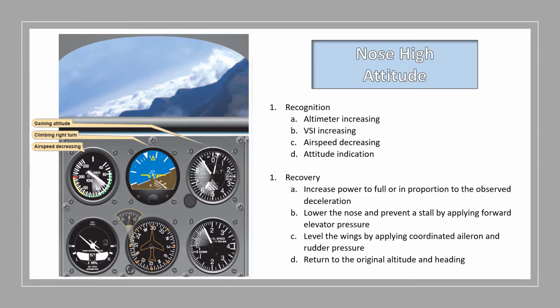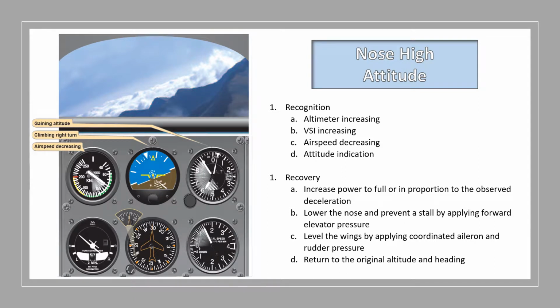Well, if we're climbing to avoid a stall, the first thing we want to do is to increase the power to full, typically, or in proportion to the observed deceleration. The second thing we want to do is lower the nose to prevent that stall by applying forward elevator pressure. Then we want to level the wings and get back into straight and level flight with coordinated aileron and rudder pressure, and then return back to the heading that we were on prior to the attitude.